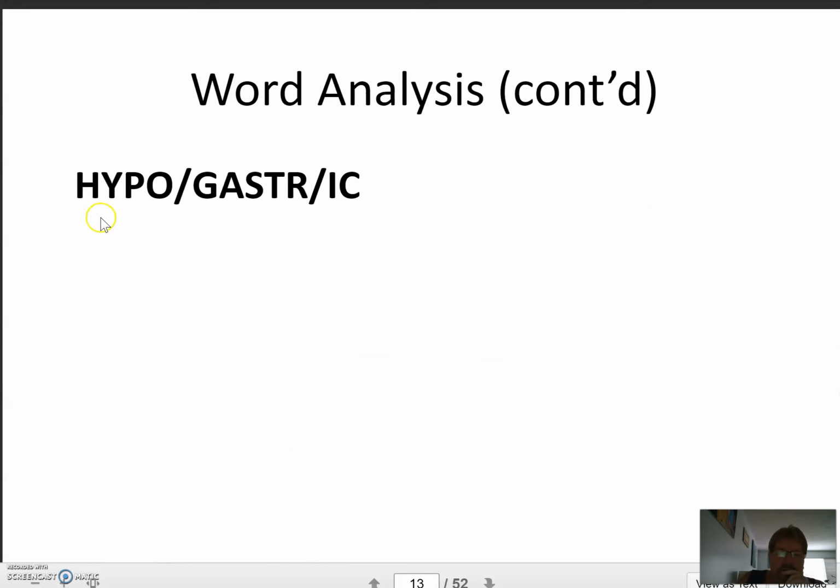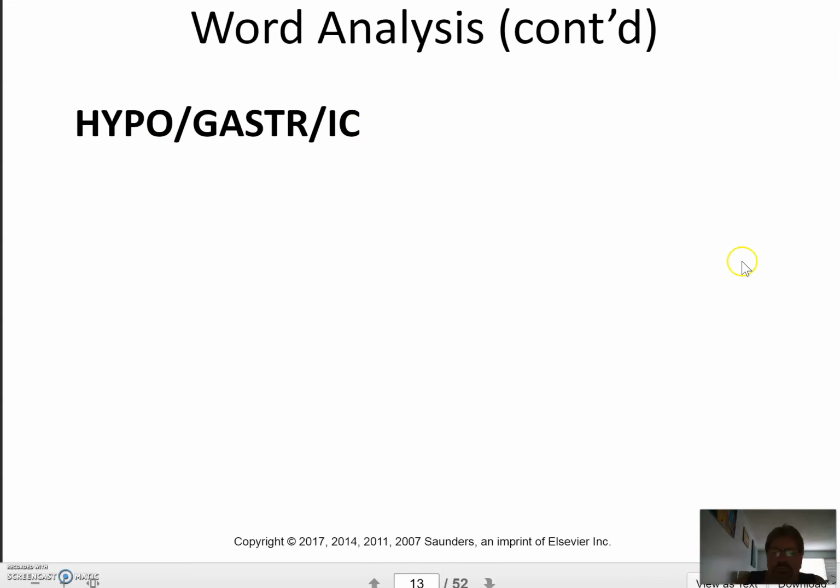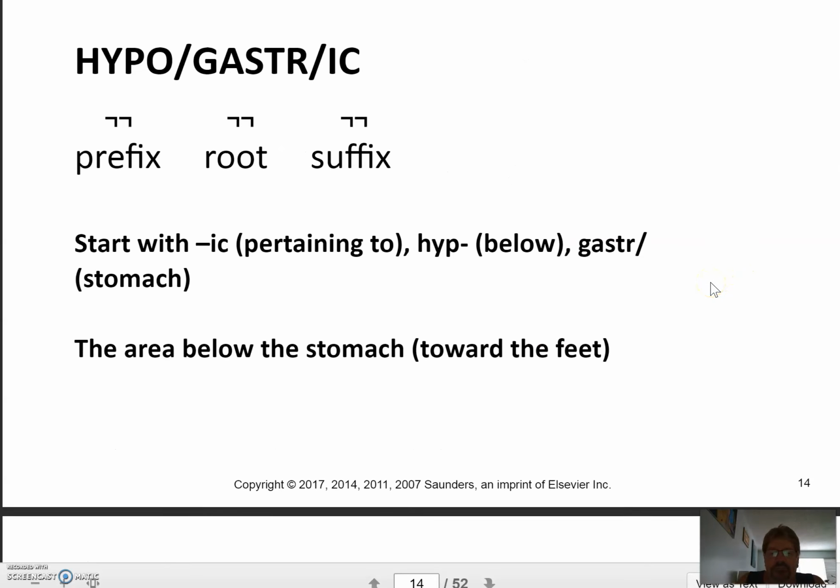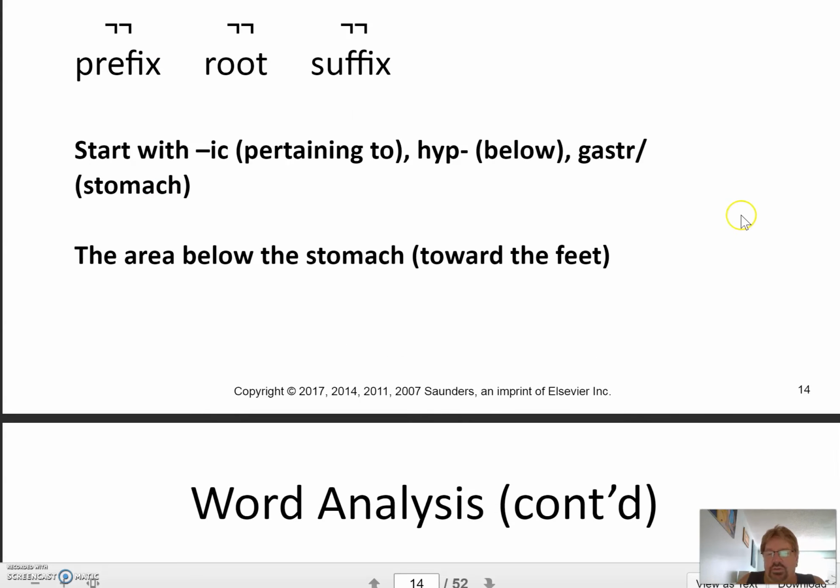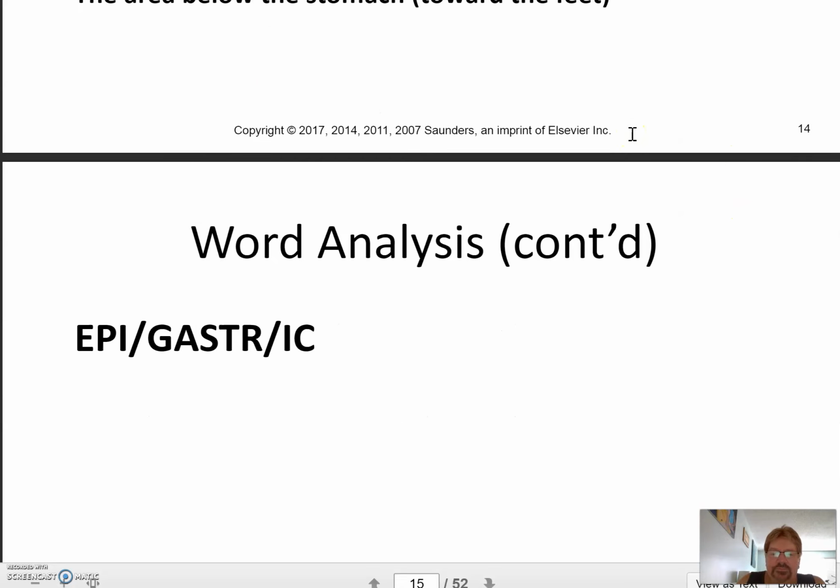Hypogastric. The prefix hypo means beneath or under something. Gastric means stomach. Hypogastric means under or inferior to the stomach. Let's start with IC. Pertaining to, hypo means below, gastro means stomach. But here's the thing, guys, and this is all correct. Yes, it's true. But you'll never see just the word hyp. It'll always be hypo. The area below the stomach toward the feet is what hypogastric means.